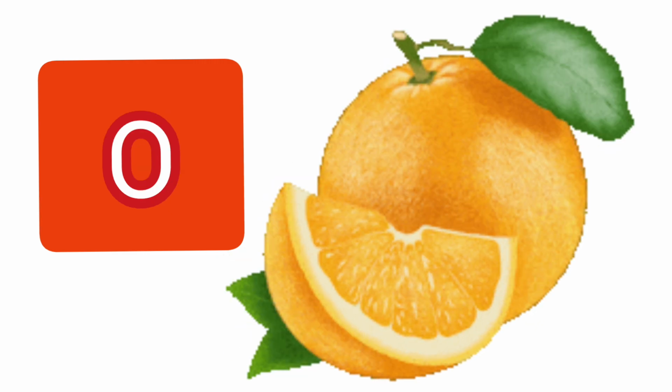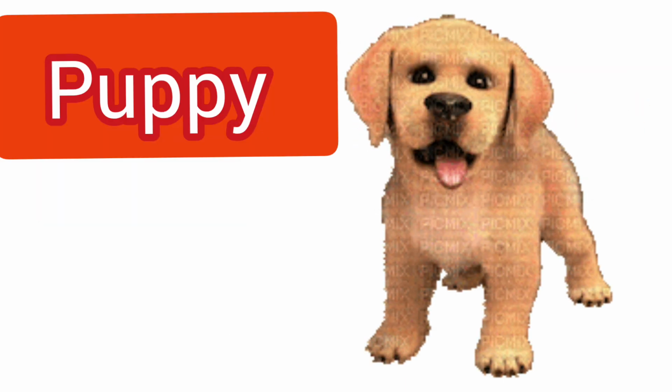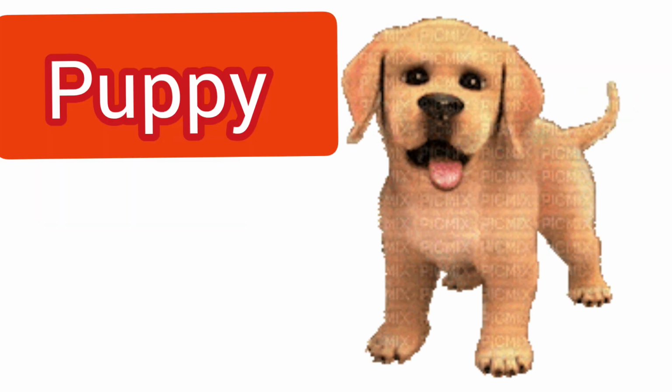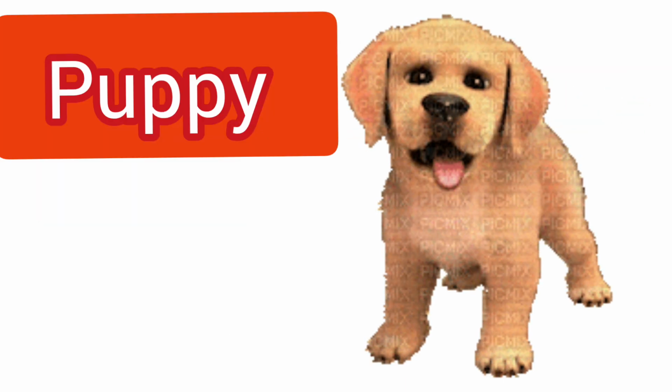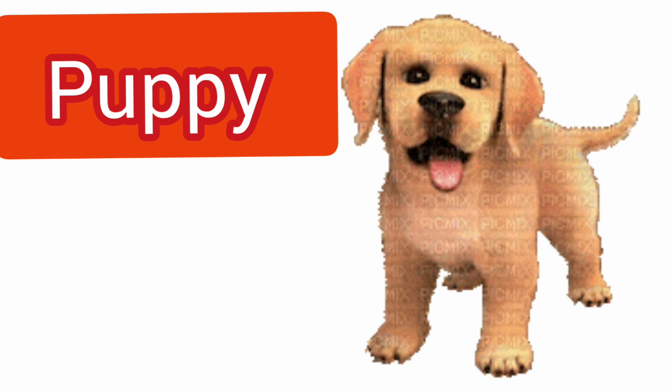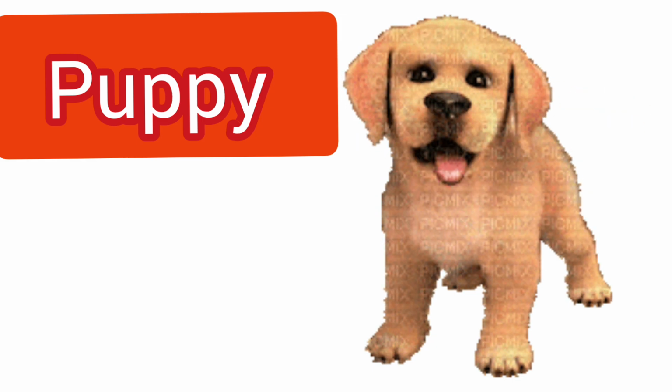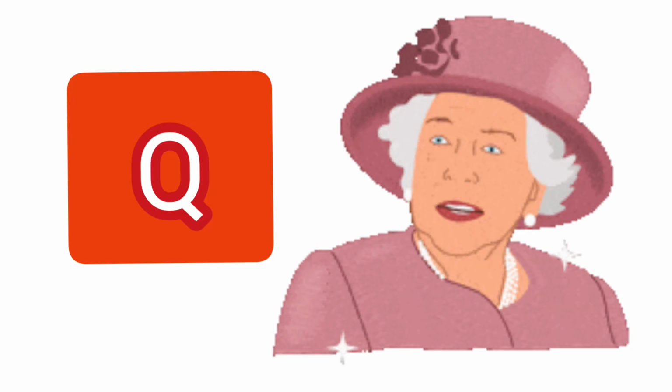O for orange. O sound is o, orange. Now your turn. Take out O sound, o, orange. P for puppy. P sound is p, puppy. Take out its sound. Q for queen.